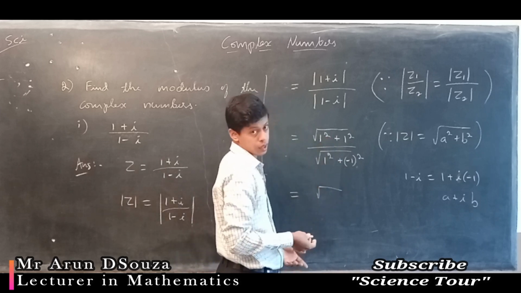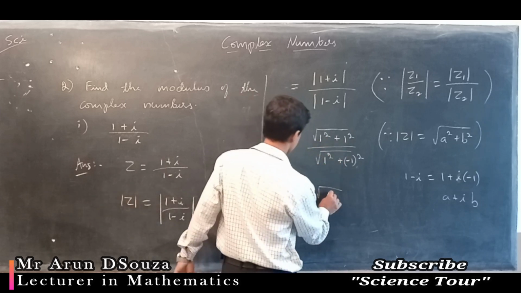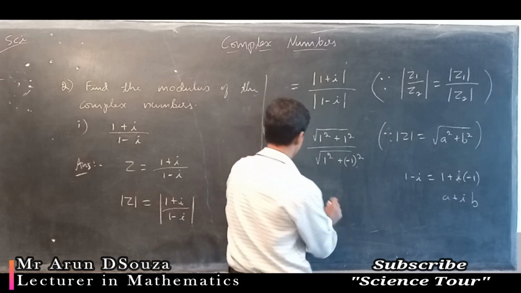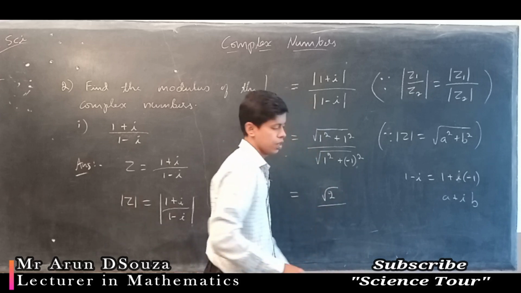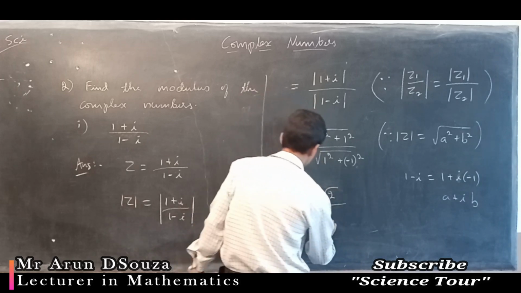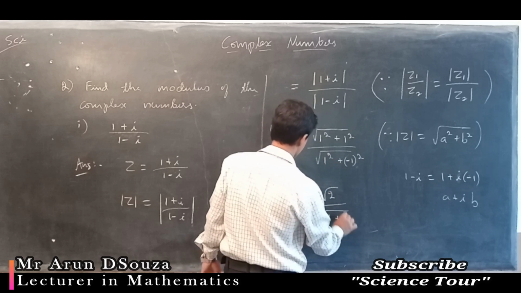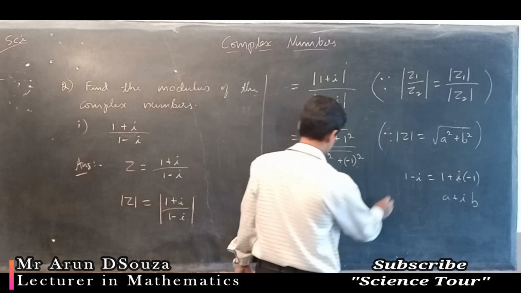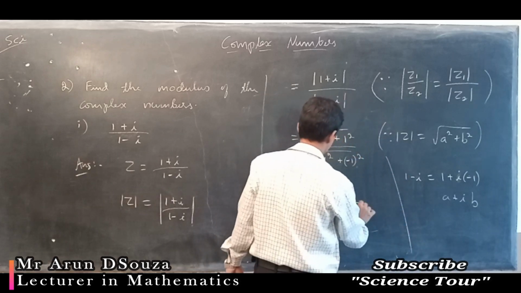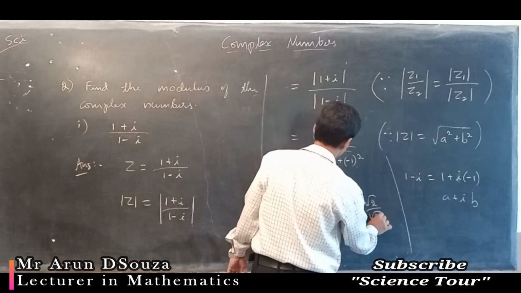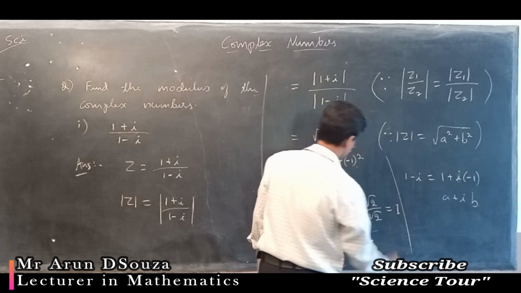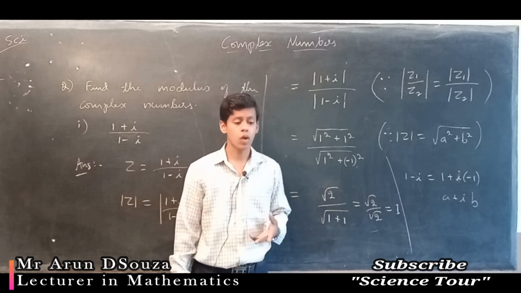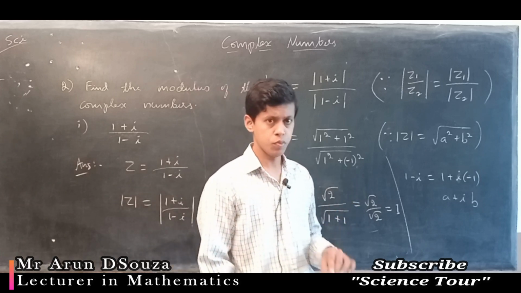1 square plus 1 square, so that is root 2, correct? So that is root 2, divided by, now this is important, 1 plus (-1) square is also 1. So what you get actually is root 2 divided by root 2, which is 1. Okay, so this is root 2, this is also root 2, so you will get 1 actually. I hope you understood this.